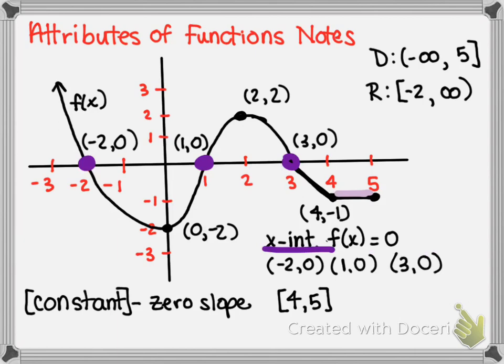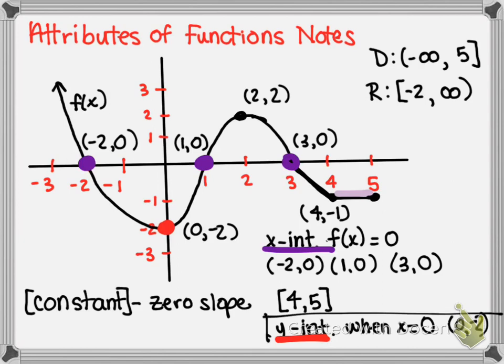And there's one y-intercept, and that's where the graph is crossing the y-axis, and that's when x equals 0. So we're going to look for that point on the graph, and I'll go ahead and highlight that in red. That's going to happen right here. So what's the ordered pair of the y-intercept? (0, -2). Let's go ahead and box those so we can see them a little bit better.